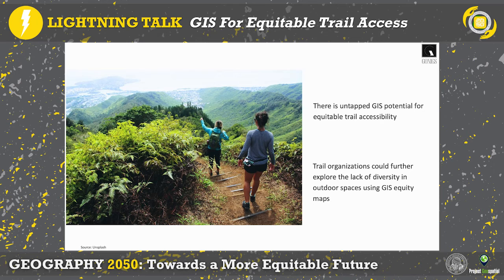In conclusion, there has been untapped GIS potential for equity mapping of trails, and trail organizations should look further to use this to address their lack of diversity in outdoor spaces. And as we move on to sustain positive change in racial equity, social justice, and sustainable inclusive outdoors, GIS should be a tool that will be considered to increase awareness of these issues.